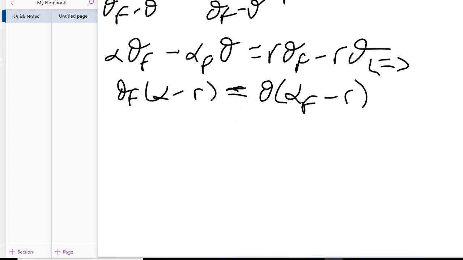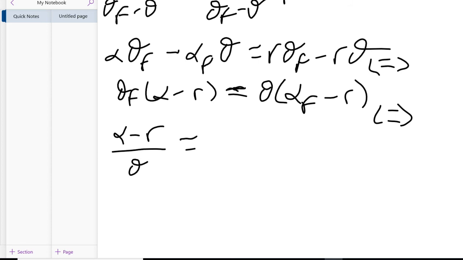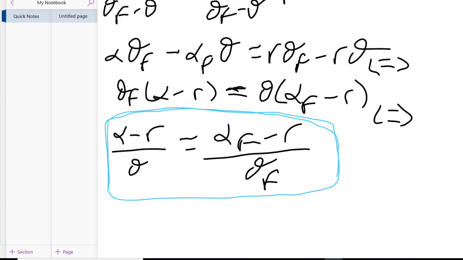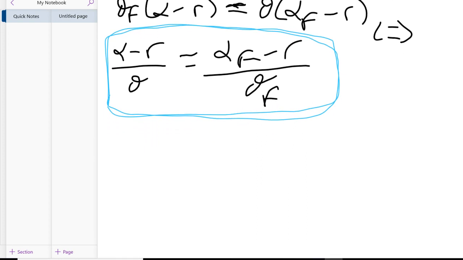Now, this is obviously equivalent to saying that alpha minus r over sigma is equal to alpha underscore f minus r over sigma underscore f. Now, here we have another important result. What's going on here? So this alpha minus r over sigma should strike you as very familiar as the market price of risk, or the Sharpe ratio. So they're equivalent between the underlying and the option.